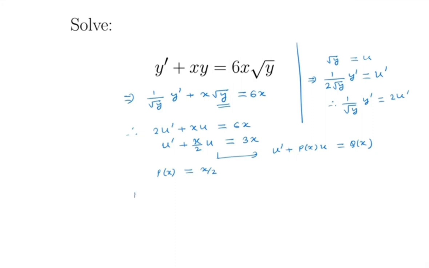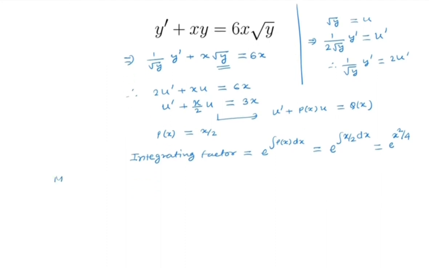Now we know that the integrating factor of a linear differential equation is given by e to the power integral p(x) dx. Now here, what is p(x)? p(x) is nothing but x by 2. So by integrating, we have e to the power x square by 4.